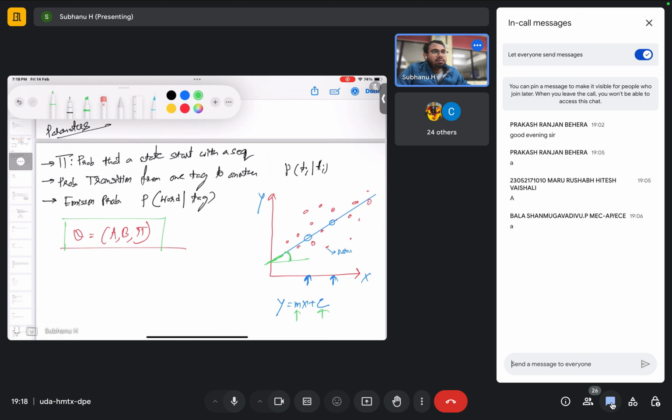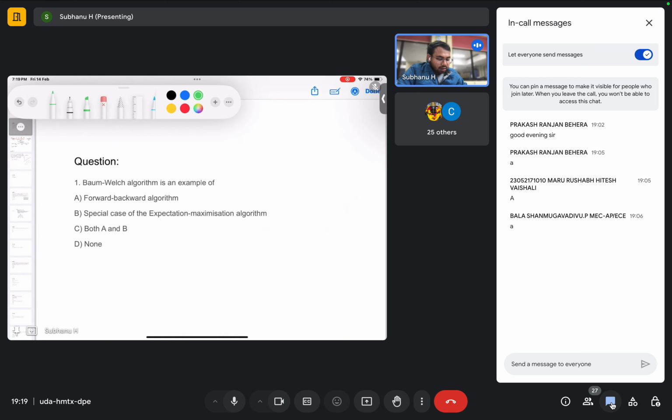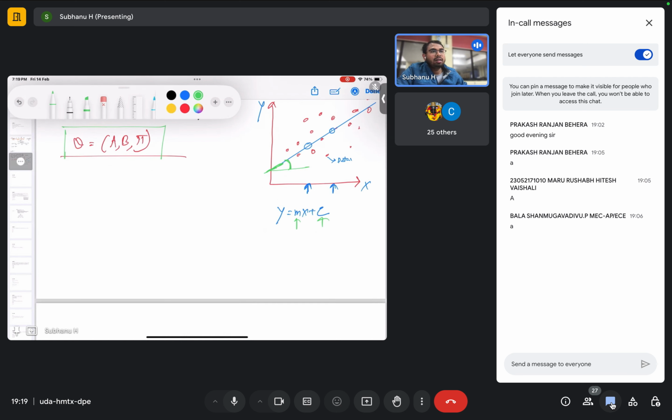Now how will you solve this? You will determine the probable paths. Then you count the expected number of transitions a_ij, as well as the expected number of times various emissions are made. Then you estimate this until convergence. So our question was that it is a forward-backward algorithm, and it is a special case of the expectation maximization algorithm.